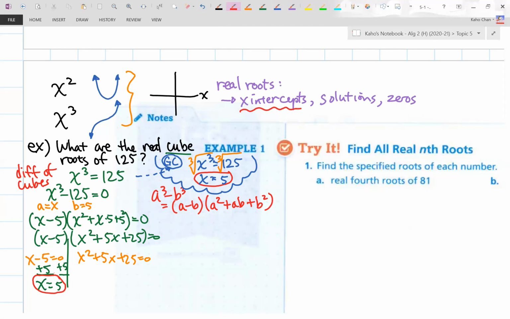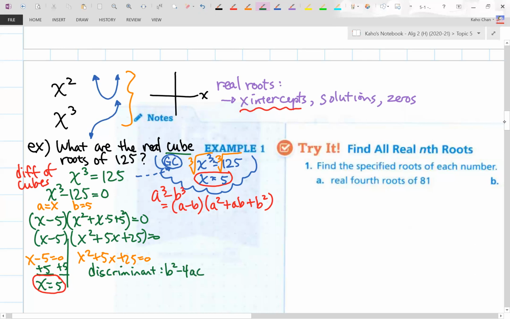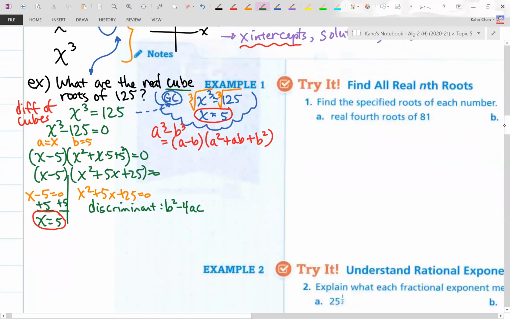The other one, you may recall, if you can't factor it with your AC method or guess and check, it's probably a decimal or a fraction, or it could be imaginary. You can do a quick check with your discriminant. The discriminant is b squared minus 4ac. That's a quick way of checking, as you recall from Algebra 1, if you have any real or imaginary roots. All right? A equals 1, B equals 5, C equals 25. Let's plug the numbers in. B squared.